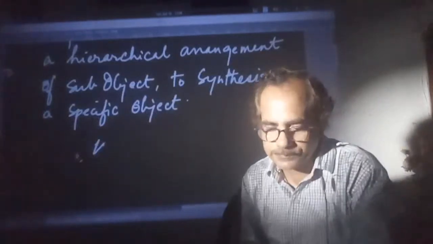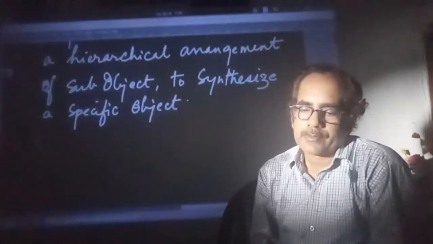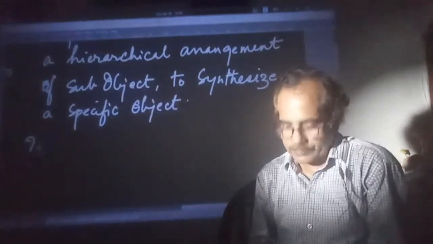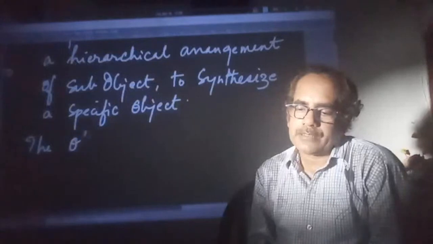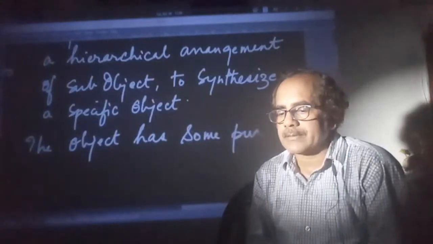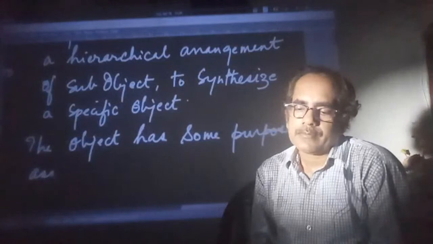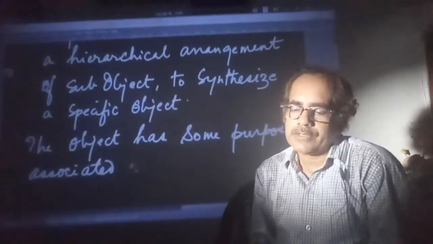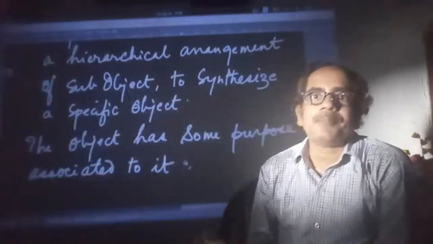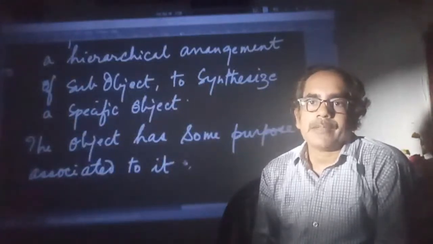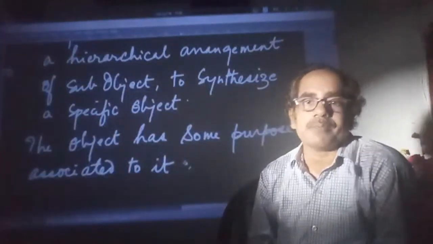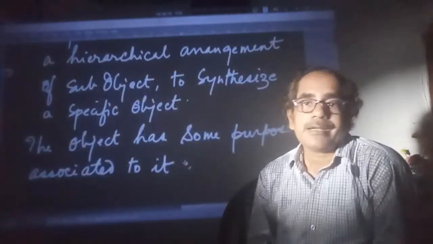And second part is, the object has some purpose associated to it. हर ऑब्जेक्ट से हर पर्पस पूरा नहीं हो सकता. अब जैसे मैं कुर्सी पर बैठा हुआ हूं या पेन यूज कर रहा हूं, this is not used for eating purpose. ये खाने के काम नहीं आ सकता.